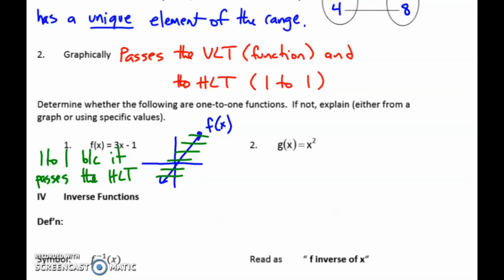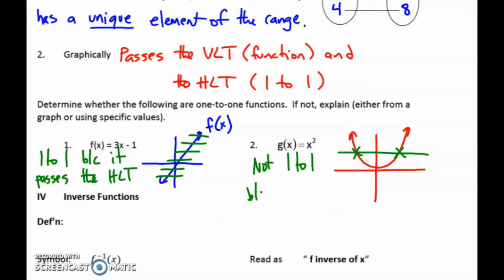Okay, number 2. G of x equals x squared. Again, from those base graphs or parent functions that we talked about in the beginning of the unit, you should recognize this as a parabola. And right away, you probably recognize that this fails the horizontal line test. It passes the vertical line test, so it is a function, but it doesn't pass the horizontal line test. So I would say not one-to-one because it fails the HLT, or does not pass the horizontal line test.